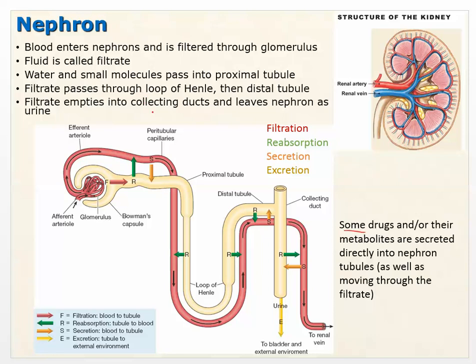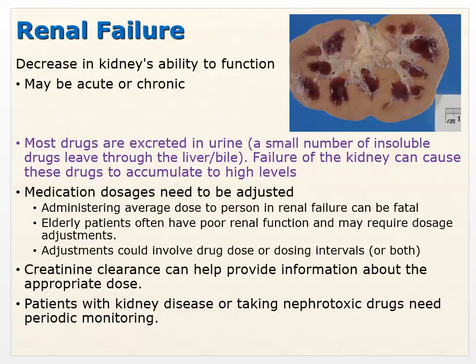Okay, so water and molecules pass into the proximal tubule. Filtrate passes through the loop of Henle, so you have more reabsorption that's happening. Then the distal tubule, and then it goes into the collecting duct and out as urine. Okay, so renal failure. So decrease in the kidney's ability to function. It can be acute or it can be chronic.